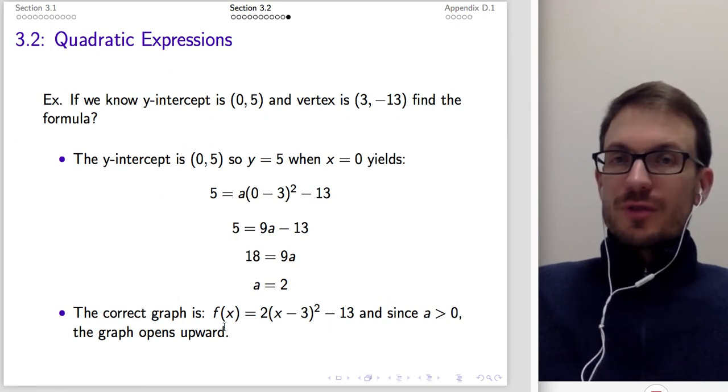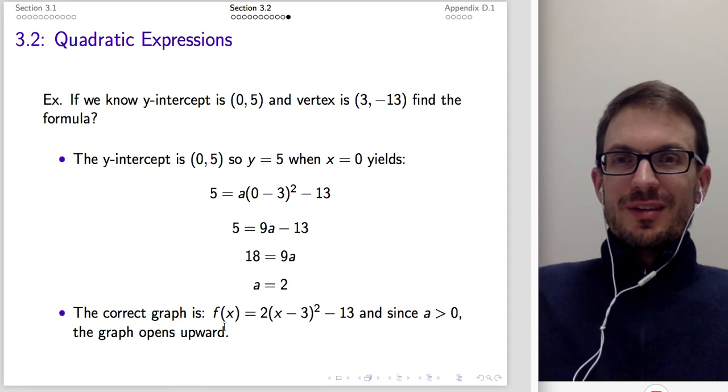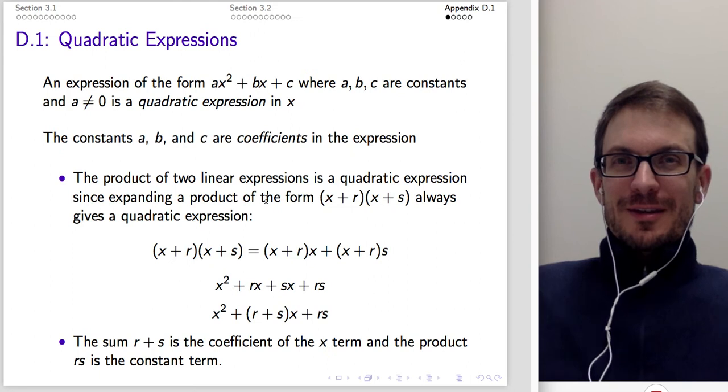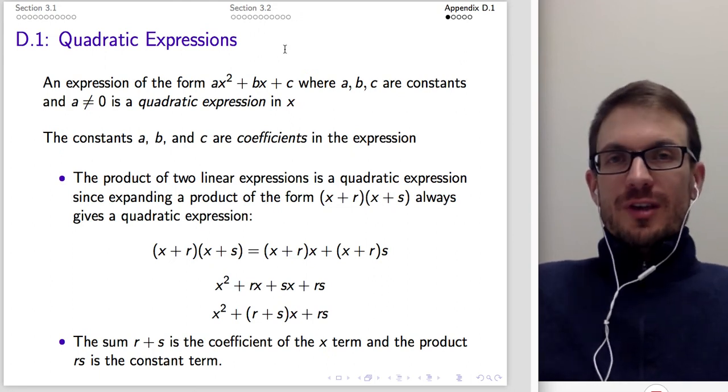Since a is positive, we know this graph opens upward. All right, so that's pretty cool. At least I think so. Hopefully you do too. All right, so then the last part is Appendix D1.